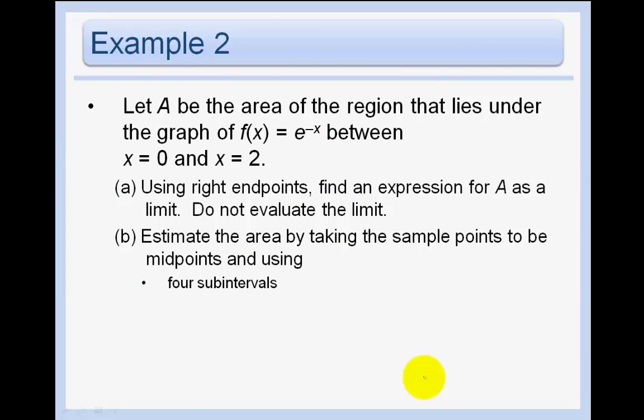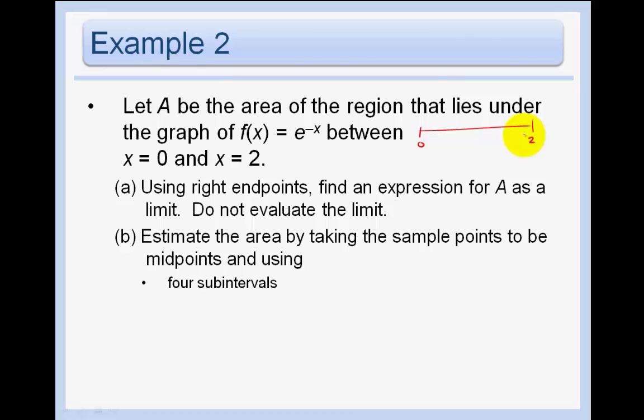Let A be the area of the region that lies under the graph of the curve y equals e to the negative x between 0 and 2. All right, so we're going between 0 and 2. And again, I'm not going to draw on the curve. I don't really care about what the curve looks like. But I know that we're going between 0 and 2. Use right endpoints to find an expression for A as a limit.